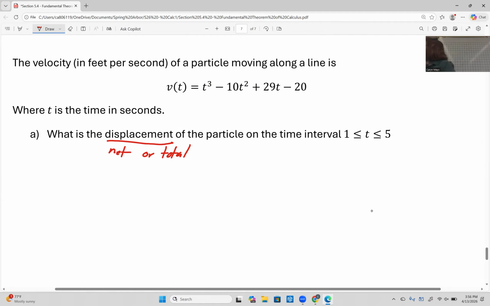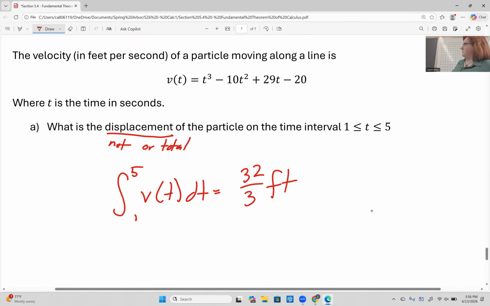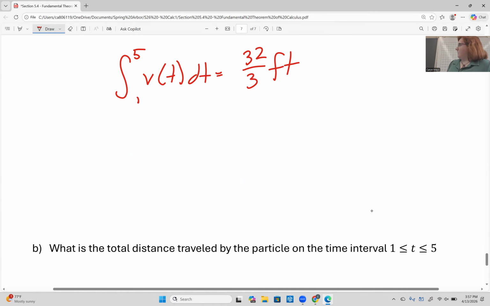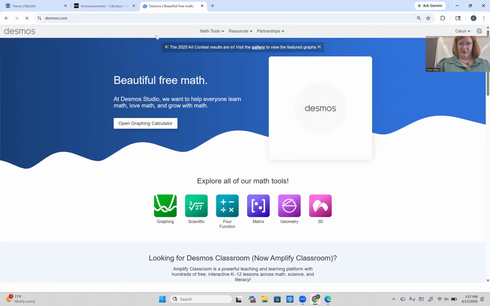That's net. So I would just find the integral of v of t dt from 1 to 5. Which I will leave to you guys to practice evaluating, but that gives 32 over 3 feet as the total displacement, net displacement. Second one says total distance. It gives us the word total. I'm going to quickly pull up the graph of this. I did not have that up.